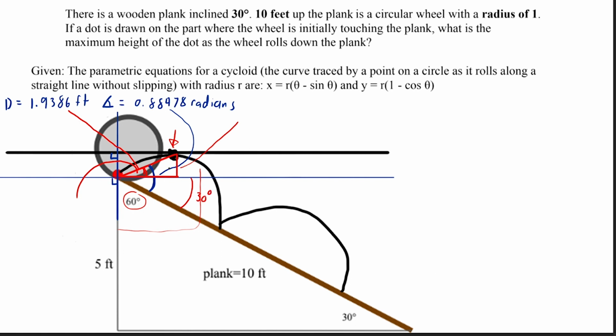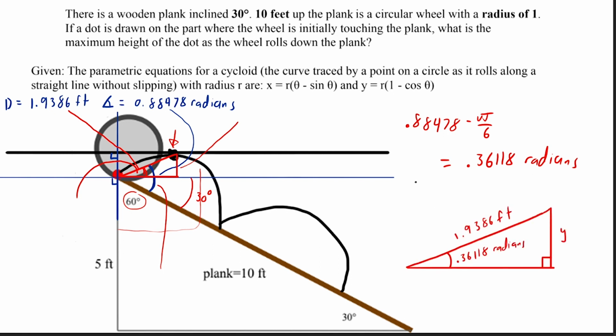And we also just labeled that this entire blue angle right here is 0.88478 radians. So if we want just this angle here, the little red angle, then we can subtract 30 degrees, or pi over 6 radians, from 0.88478 radians. So let's do that. And subtracting, we get that this equals 0.36118 radians.